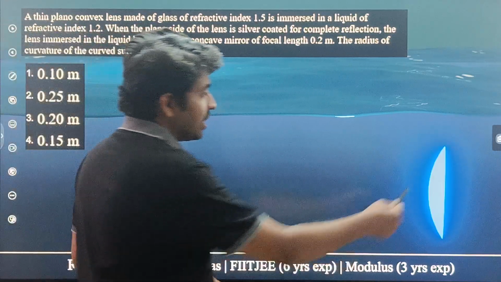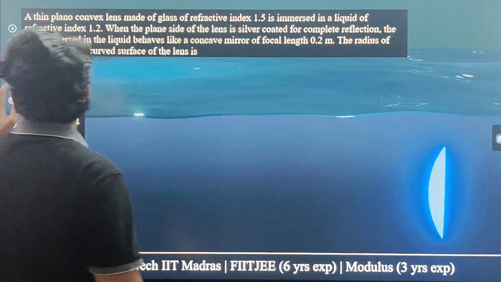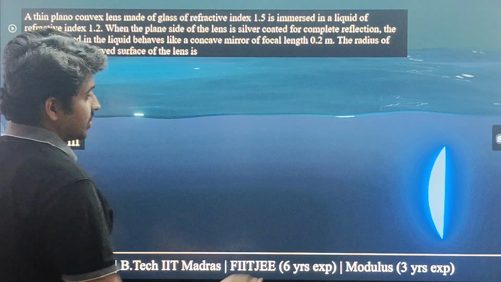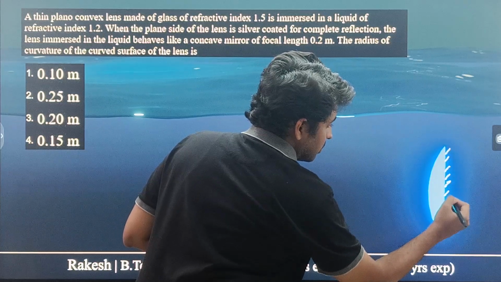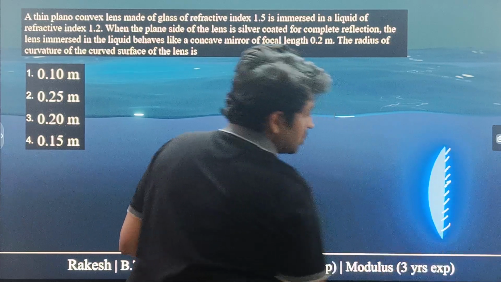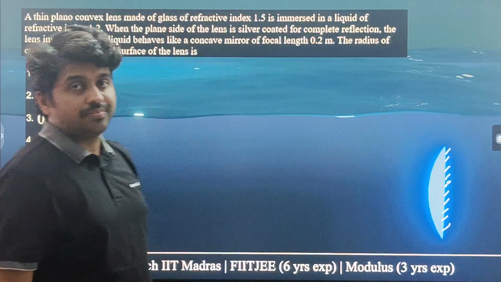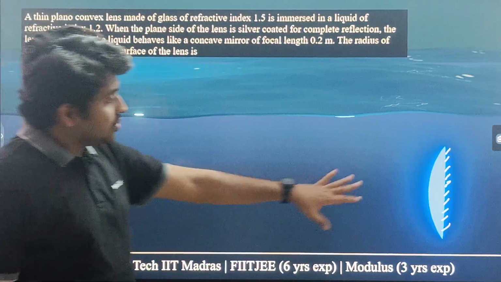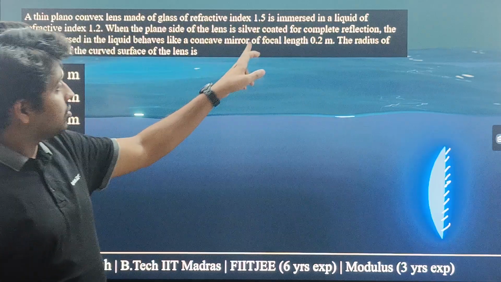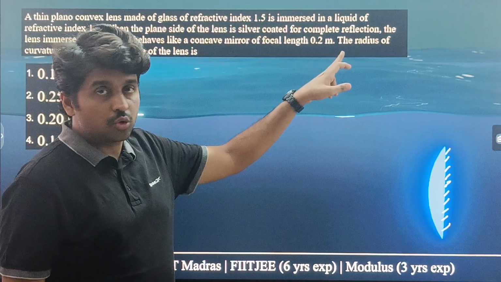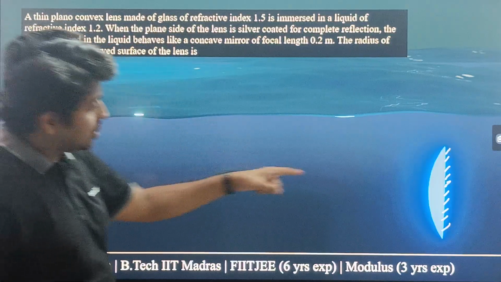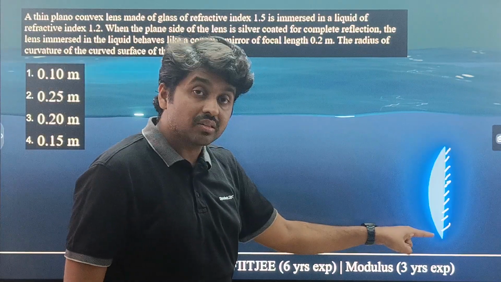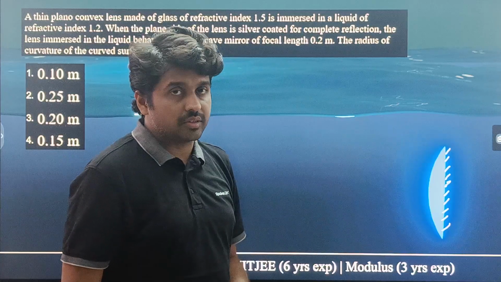So what they are doing here is silver coating this lens, so that this side becomes a mirror. Now this behaves as a concave mirror of effective focal length 0.2 meters. The radius of curvature of the curved surface of the lens: this surface is there, no? What is the radius of this surface?